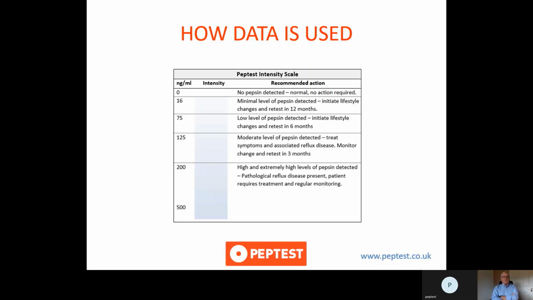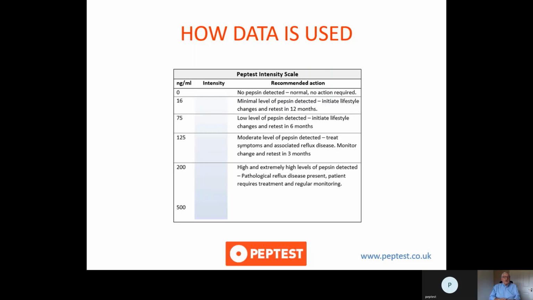If you have low levels of pepsin detected, and it normally equates to about 75 nanograms per mil, again, we recommend lifestyle changes, which we tell patients about, and we retest within 6 months. A moderate level of pepsin we estimate to be around 125 nanograms per mil. We recommend to treat those symptoms and associated reflux disease and monitor the changes and retest within 3 months.